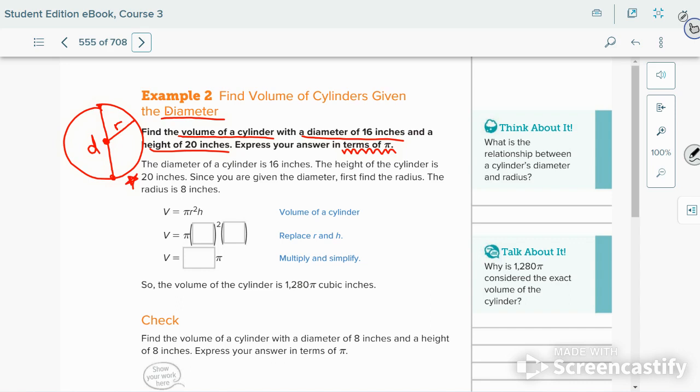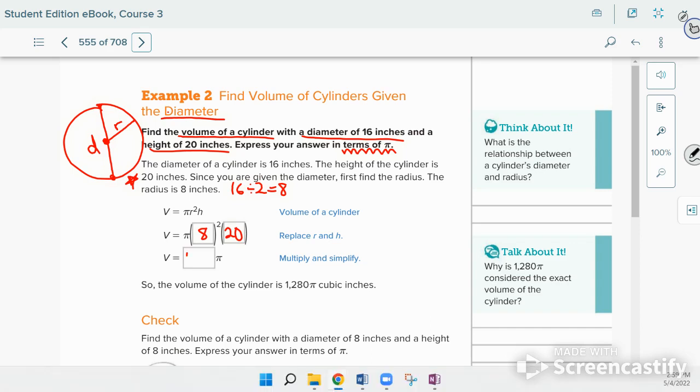The height of the cylinder. Since you are given the diameter, first find the radius. The radius is 8. Why? Because 16 divided by 2 equals 8. All right, so that should be pretty simple. If they give you the diameter, divide it by 2, and then plug it in. So now that's going to be 8 squared, and we're going to substitute in the height of 20. That gives you a value of 1280 pi, and you leave the pi because of this phrase here, in terms of pi.